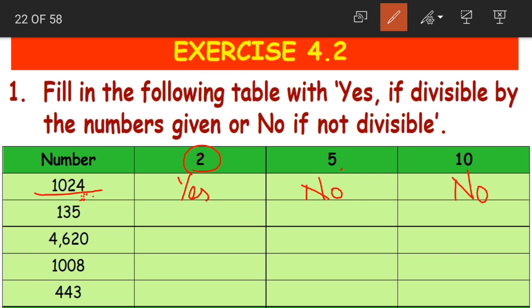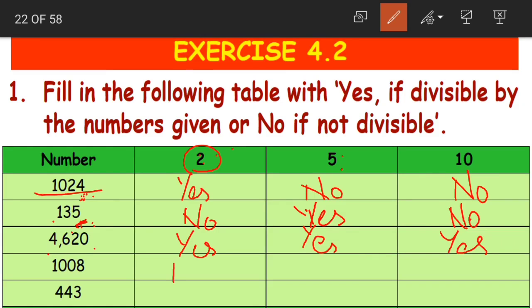Yes, children? Now coming to question 2. 135. It is not divisible by 2 because here we are not having 0, 2, 4, 6 or 8 in the ones place. Again, it is divisible by 5. Yes, because it has 5 in the ones place. And it is not divisible by 10 because it does not have 0 here. Now coming to 4620. Yes, it is divisible by 2. Again divisible by 5 and also divisible by 10.